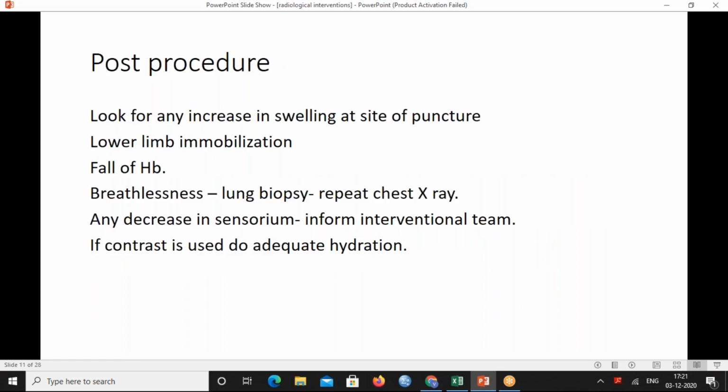And not only the pre-procedure planning is there, we also have to look for the post-procedure, like any increase in swelling at the site of puncture. Any increase in swelling at the site of puncture should be looked for. And the lower limb, if the procedure, like angiography, is done from the right lower limb side, then right lower limb immobilization for 6 to 8 hours is mandatory and should be done. It should be told to the patient and also to the attendant to keep the right limb immobilized, hold the right limb for 6 to 8 hours.